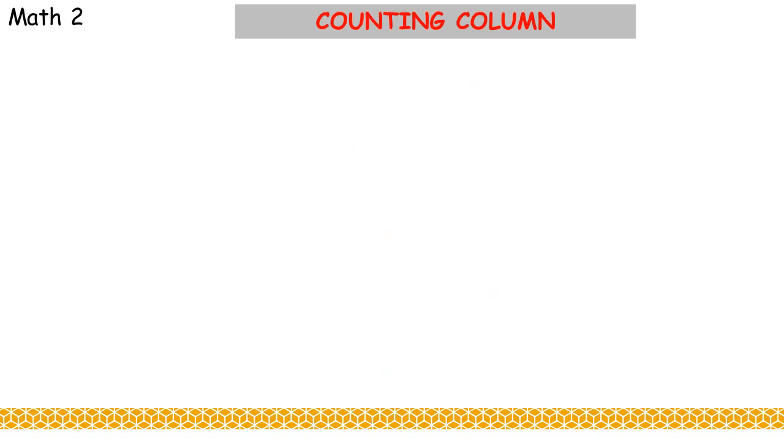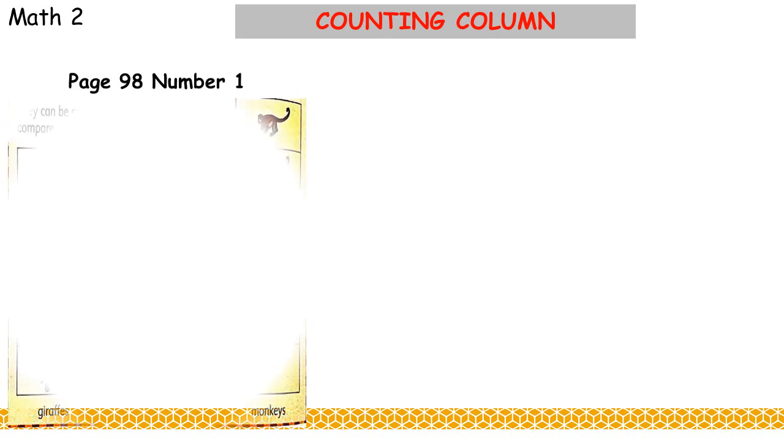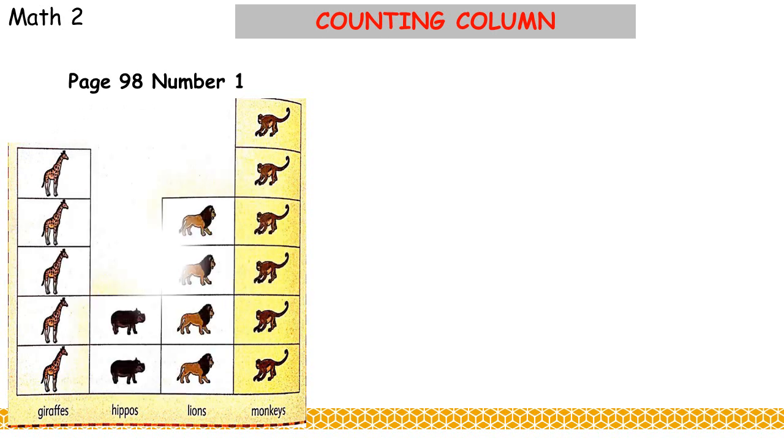Let us recall counting column. When data are in columns, we can answer some questions. Now let us try on page 98 of your book number 1. You can find here toy animals. They are in column. Let us compare the amounts.